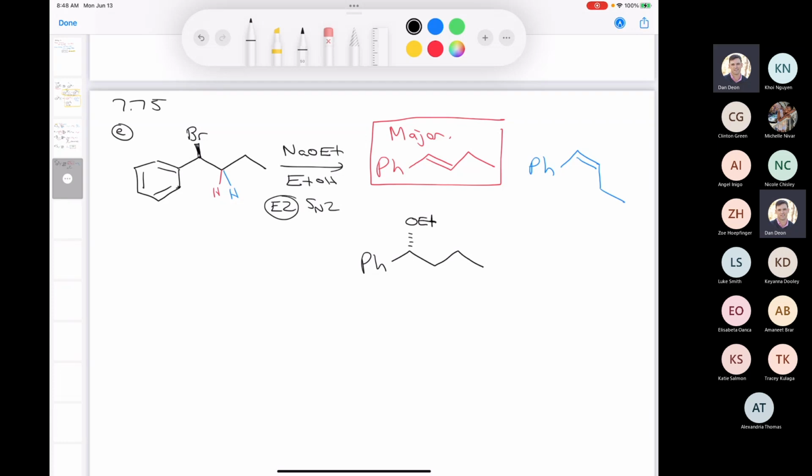And there you have it, my friends. We solved the entire thing. We figured out that there's 3 products, 2 stereoisomers, a cis and a trans. The trans would be the major. And then we also get some SN2 as a minor product as well.